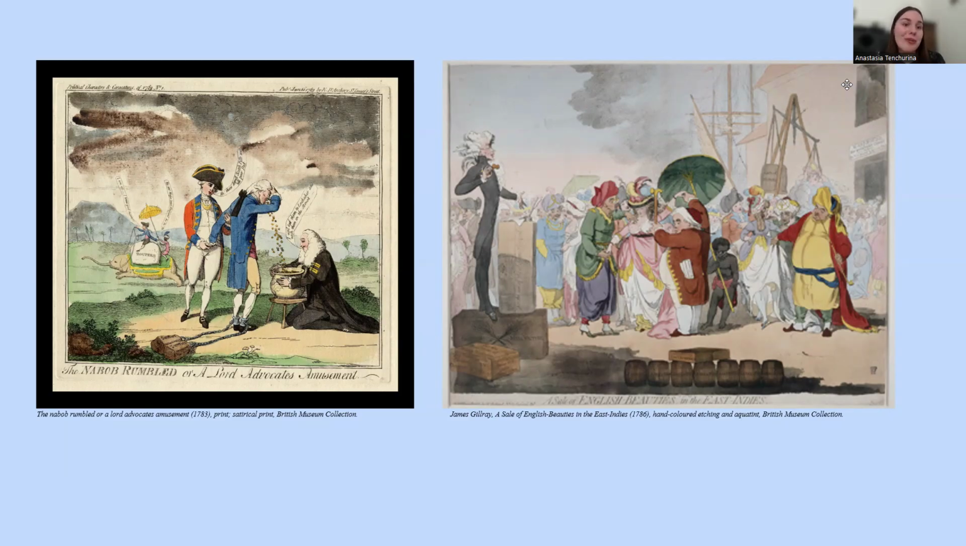And finally, A Sale of English Beauties in the East Indies. It was done by James Gillray, again, 18th century. In my opinion, it reflects particular anxieties, not only about money, but also about morality, as in the first picture, about social order. It exaggeratedly imagines India as a place where English women are effectively sold within colonial marriage markets. And again, it shows a broad 18th century phenomenon in which British women traveled to India hoping to secure wealthy husbands among company officials and some colonial elites.